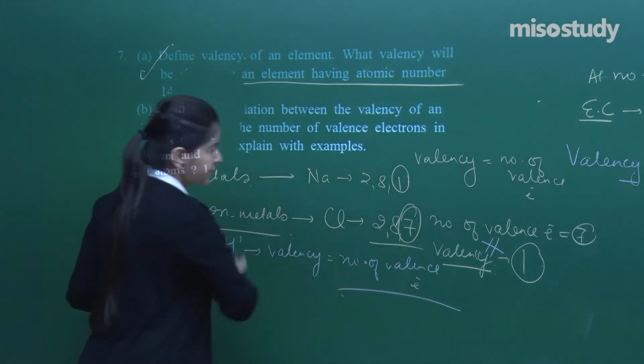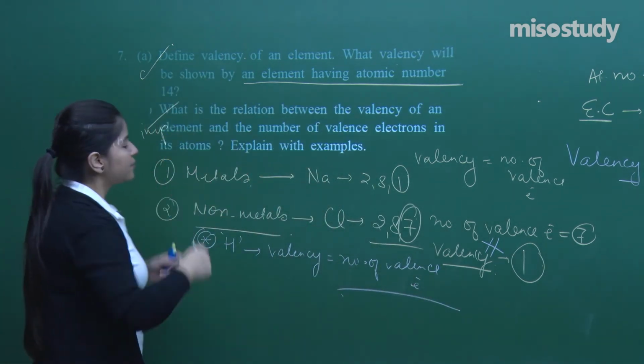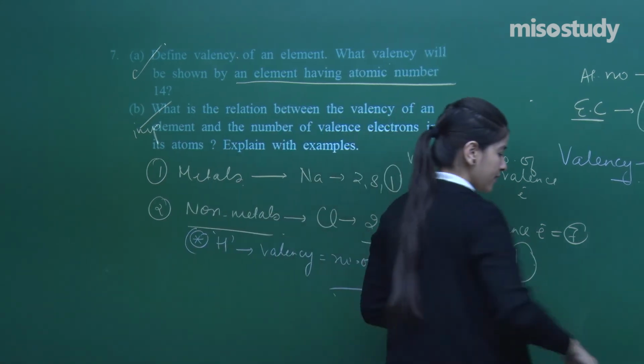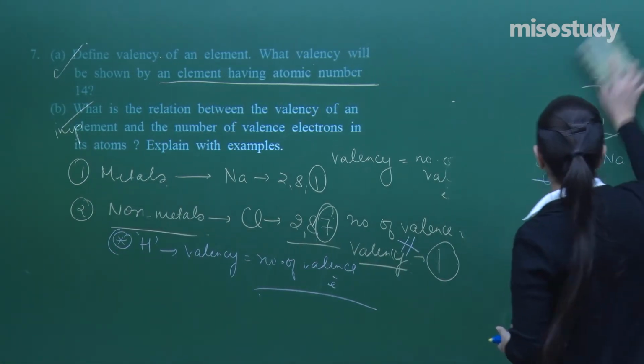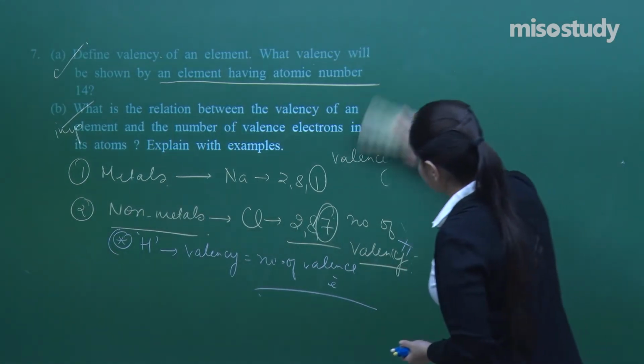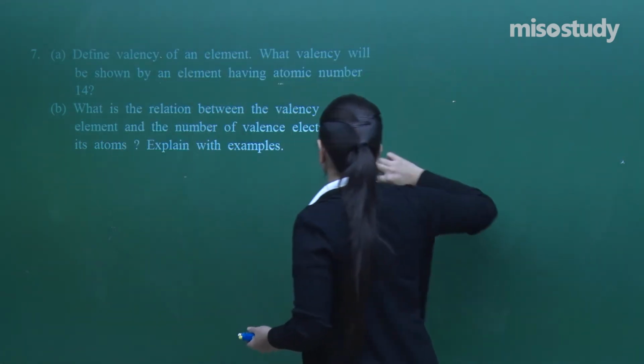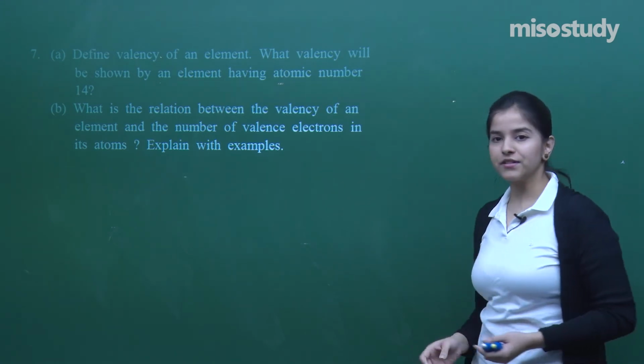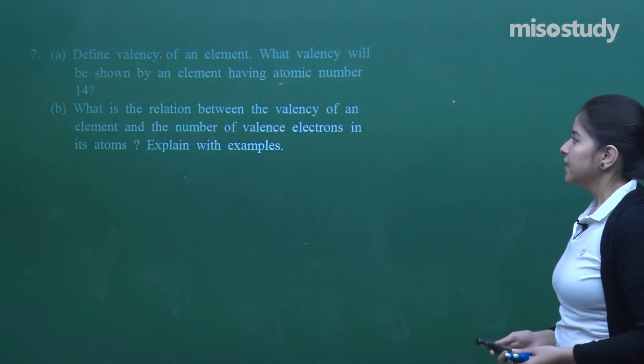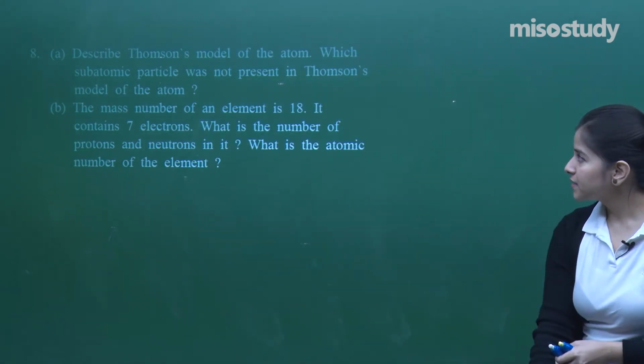Cool. So that completes my question number 7 as well. I hope everybody has got it, and this was an interesting question. You must have got another piece of information right here about the valency as well as the valence electrons. Now the next question, question number 8.